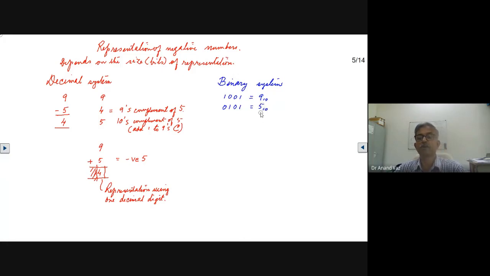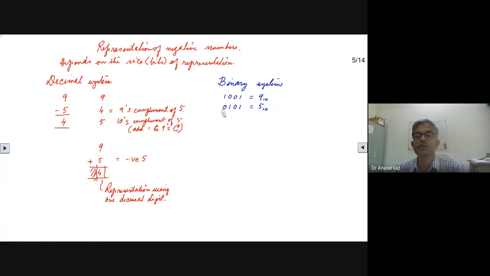And we are going to add to 9, but now we don't say the tens complement, we say the twos complement of 5. So how do we obtain the twos complement? It's exactly the same thing. So we take 5, we determine the ones complement, and this is very easy.